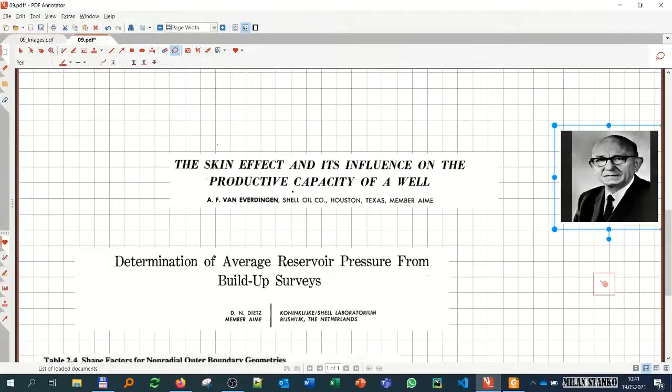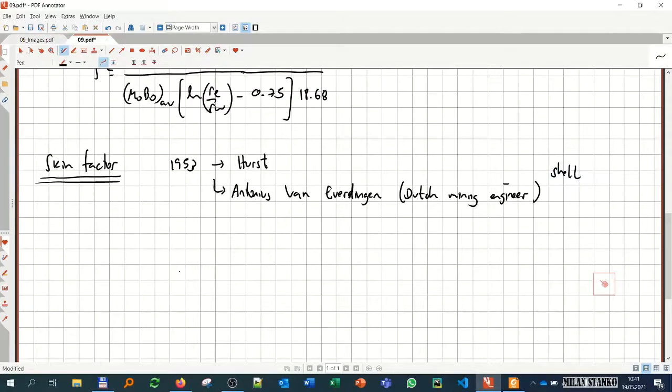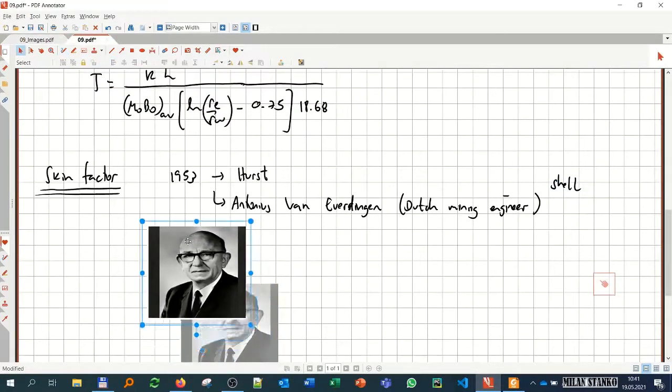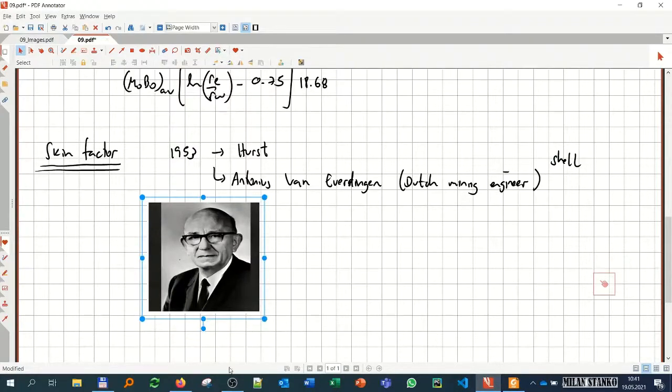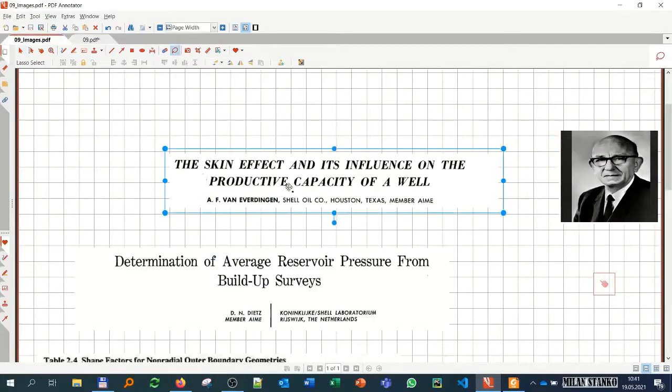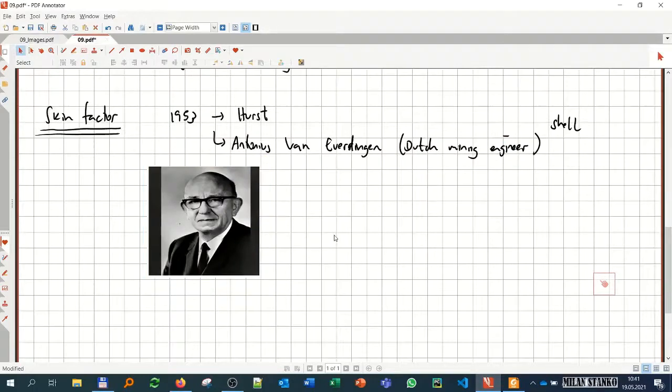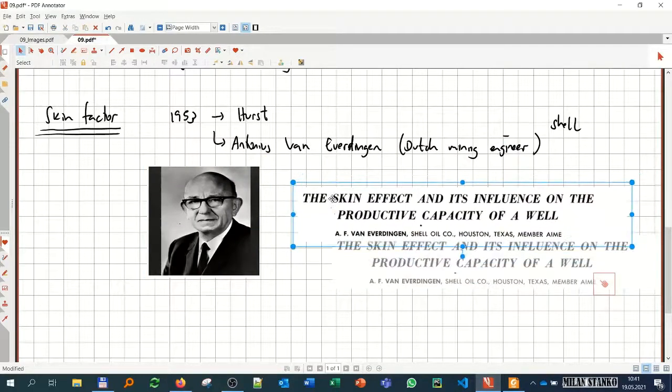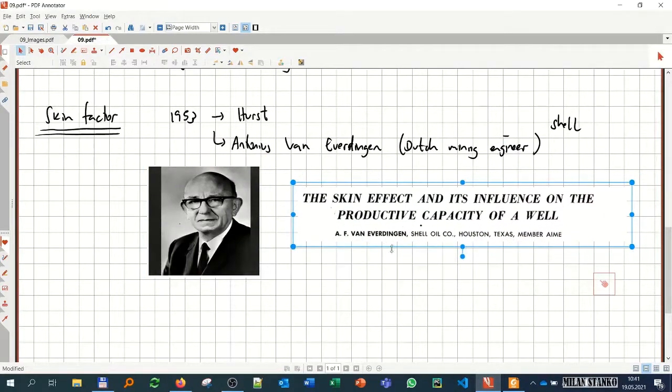Okay, this is Antonius. Again, he won a lot of prizes, became a very decorated person in SPE, and this was a publication, published in 1953, where he describes first his approach.